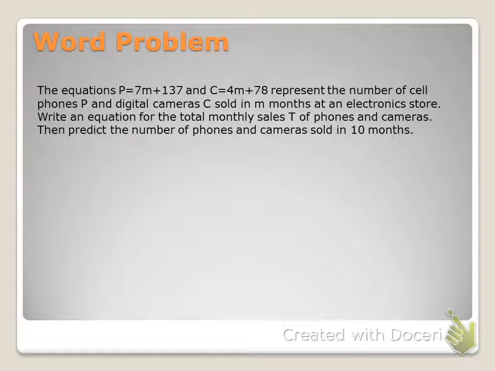Let's see, where are we at? Write an equation for the total monthly sales T of phones and cameras. Then predict the number of phones and cameras sold in 10 months. So what does this problem want you to do? I want you to do two things. Write an equation for the total monthly sales of phones and cameras. Okay, now how are we going to go about doing that?